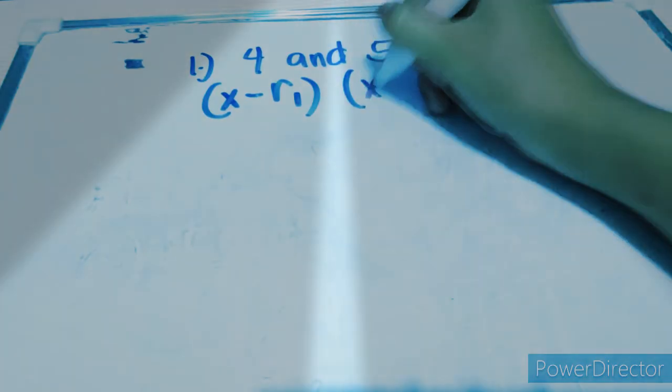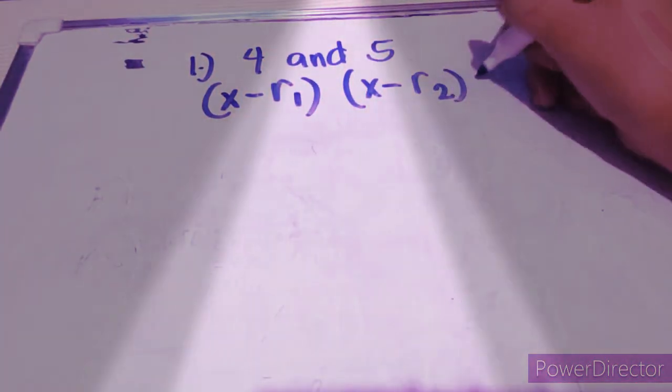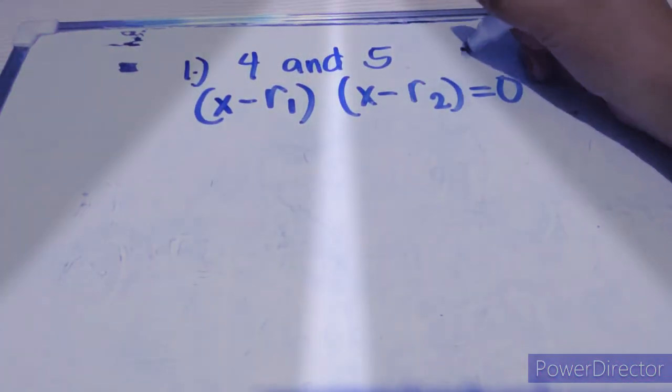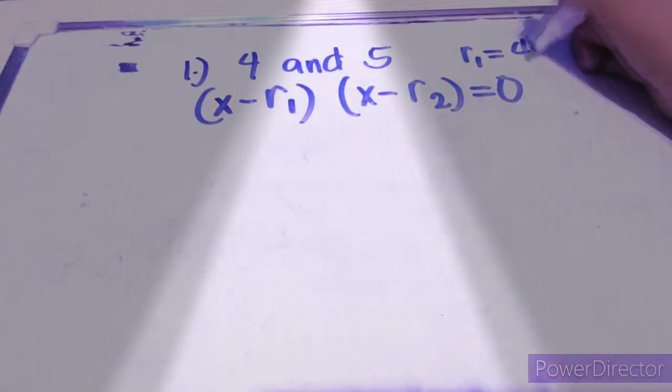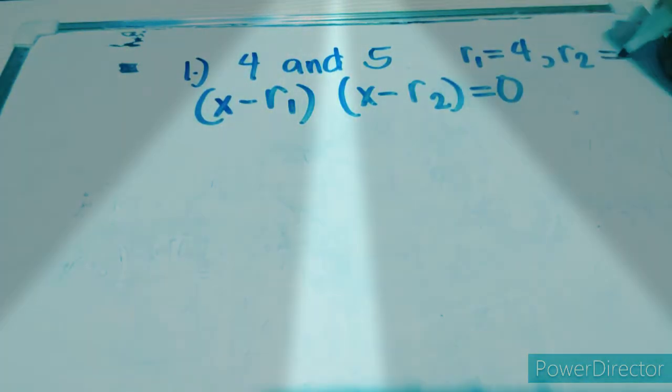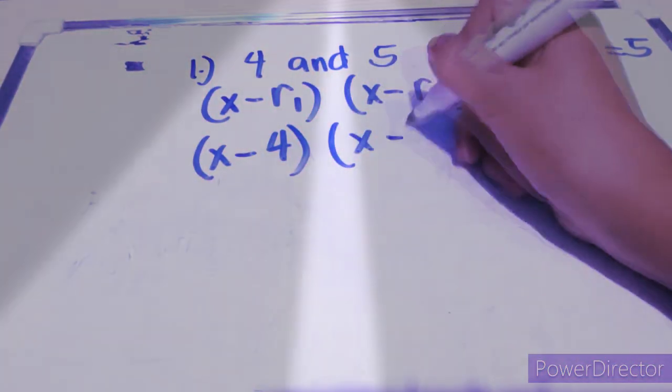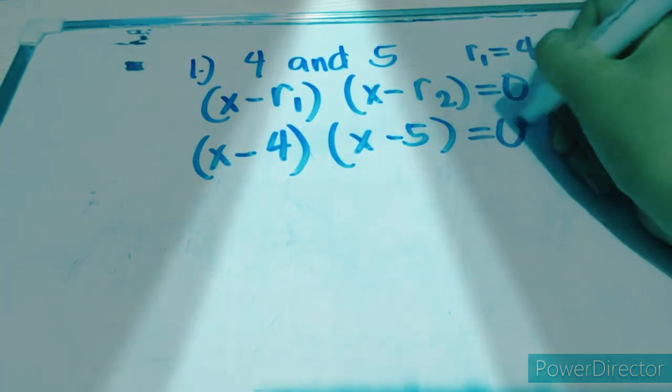So what is the formula again? So that is only x minus r1 times x minus r2 equals 0. Let us identify our r1. So that is 4. And our r2 is 5. And after that, substitute on the formula. So you have x minus 4, then x minus 5 equals 0.